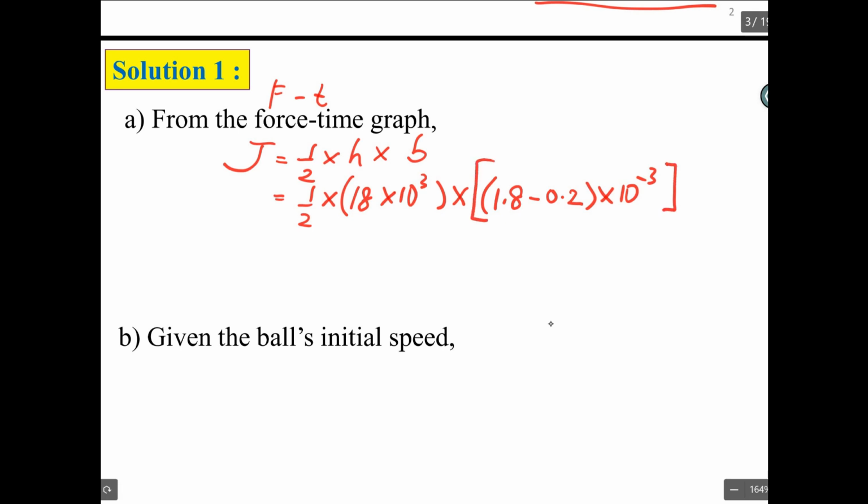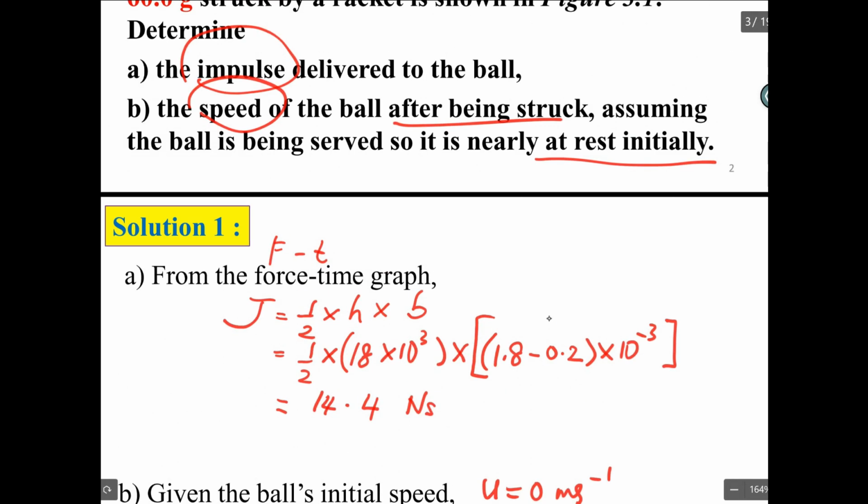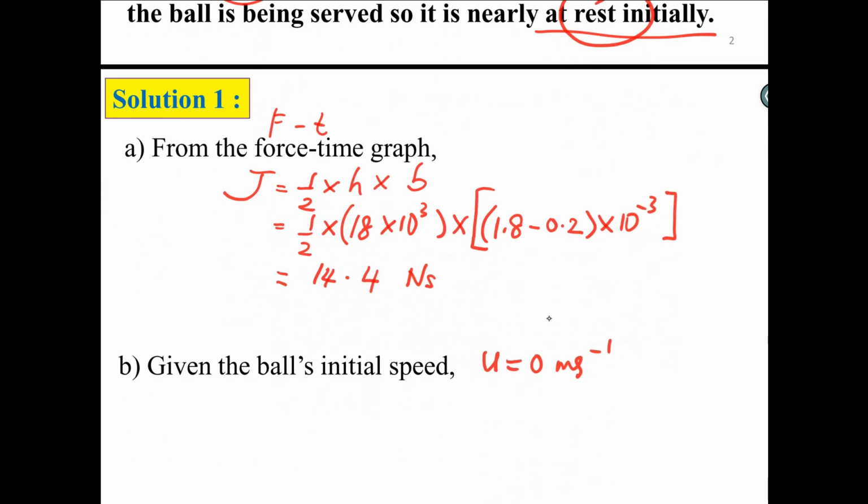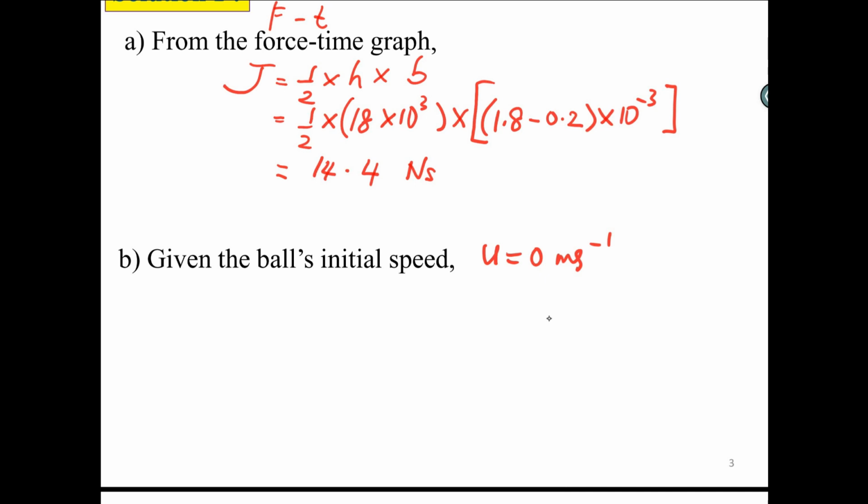Okay. The answer is 14.4 Newton second. Okay, question B. Given the ball initially speed U is equal to 0 m/s, sebab dia kata keyword kat sini adalah at rest initially. Okay, so U is equal to 0 meter per second. So dia suruh cari velocity after, selepas dia menyentuh raket.